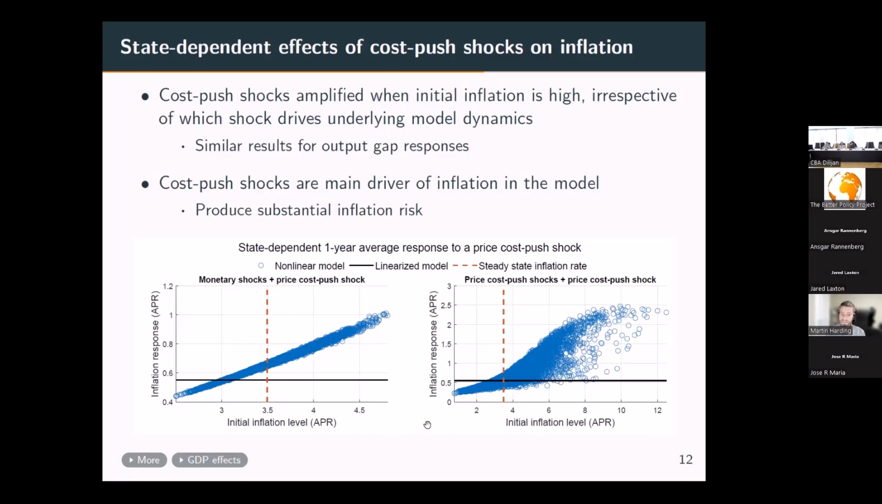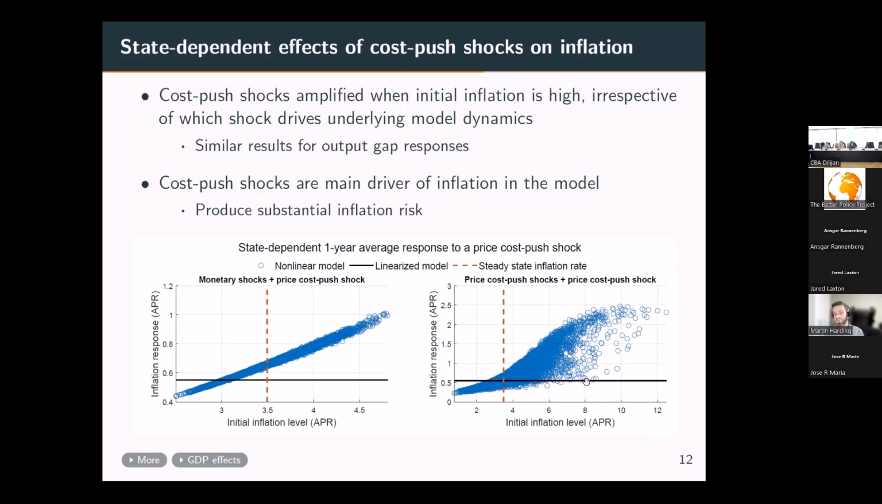And what this implies is that despite the fact that the slope in these lines is roughly the same, if you were to fit a regression to these clouds, we see that because there is much more variation in the x-axis here, the variability in the inflation responses is much larger when you have cost push shocks. So inflation is going to respond anything from 0.25% in response to a shock to something like maybe 2 or 2.5% when inflation is elevated.